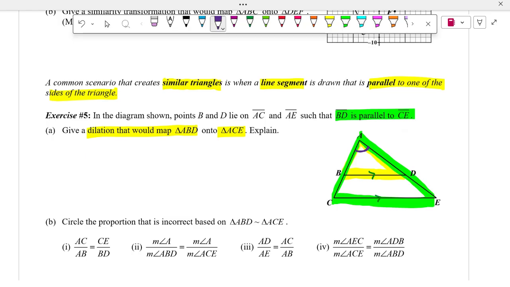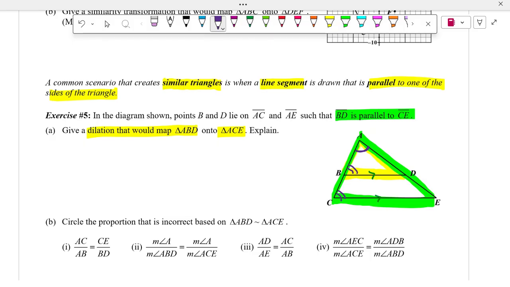Use the 3 letters for these. So ABD and ACE. So we can say that these two angles are congruent. Why? They're not same side interior. If they were, they'd be supplementary. They're corresponding. Good. So remember, corresponding with parallel lines.